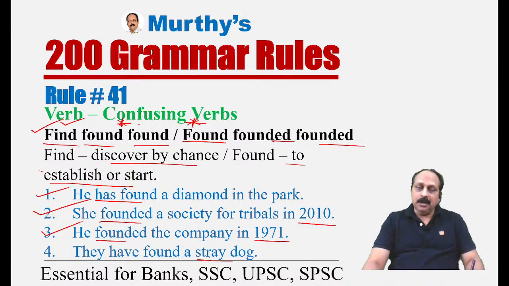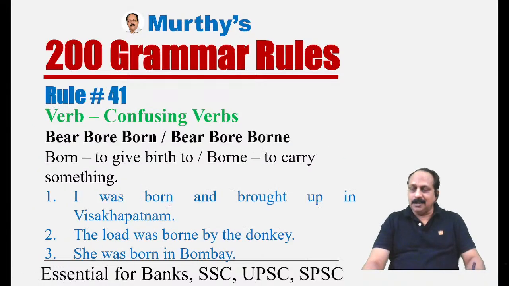They have found a stray dog by chance. All the sentences are correct. Rule number 41, confusing verbs. Another pair, this pair is very important. They have given in many exams.